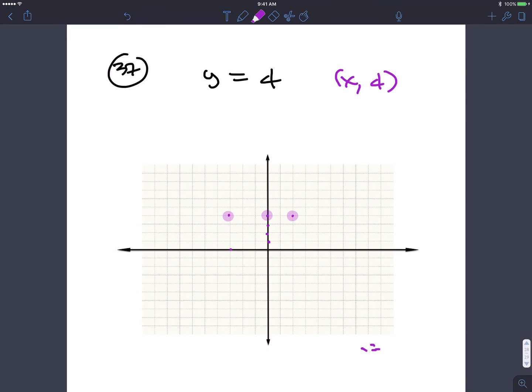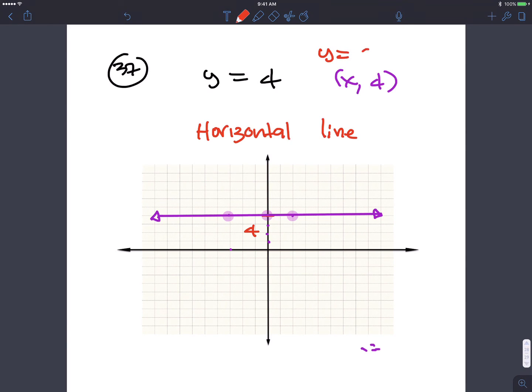Notice again, we get a line. And this time we're going through the y-coordinate value 4, or the y-intercept of 4. If we draw a line, notice what it becomes. It's a strictly horizontal line. And that's what you get when y is constant. It's a horizontal line. y is constant. So some people just remember that and they go through whatever the constant value is for their horizontal line. It's number 37.